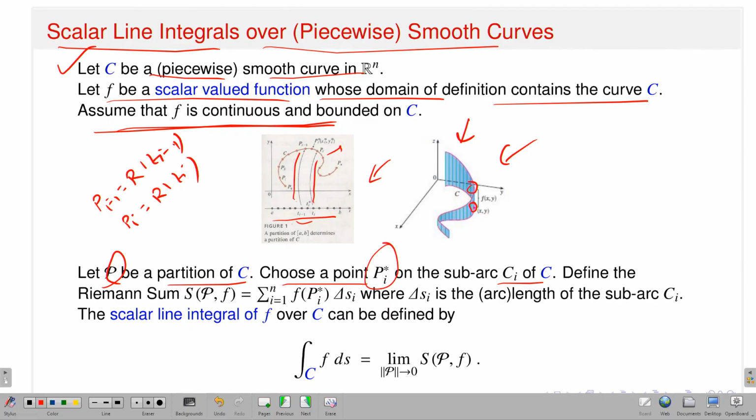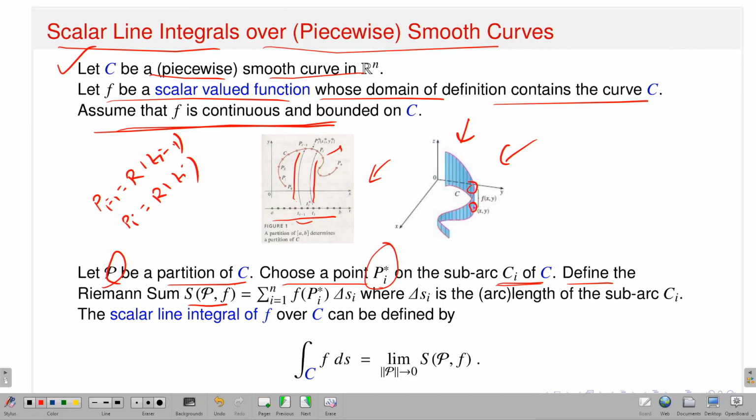And with that P_i star, since f is defined on my curve C, in particular it is defined on my subarcs P_{i-1} to P_i, and in particular it is defined at the point P_i star. So I want to make a Riemann sum. That's exactly what I am doing. First start with a partition, choose a point P_i star on the subarc C_i of C, and define the Riemann sum, which I denote as S(P, f).